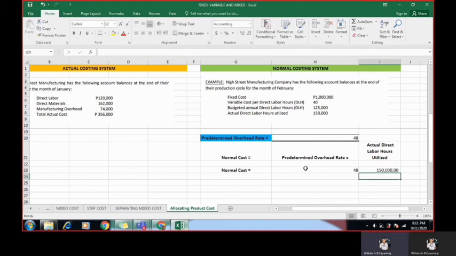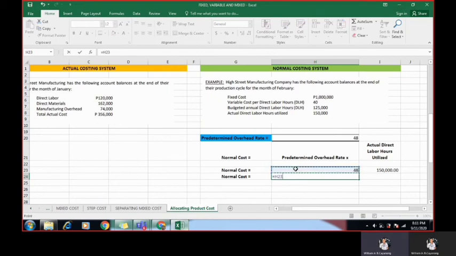So our normal cost will be 7,200,000 pesos. There you have it. So our answer for the normal cost is 7,200,000. Okay, so that's all for today.